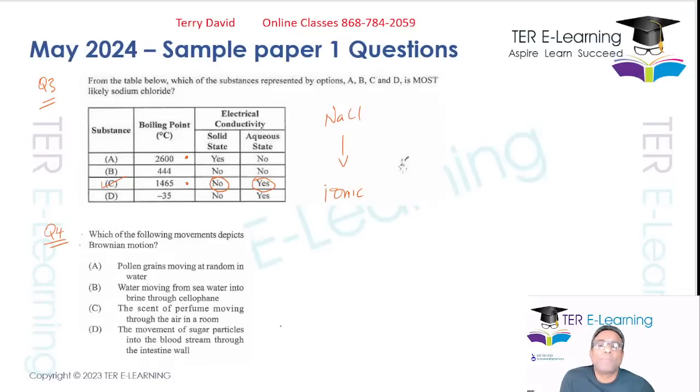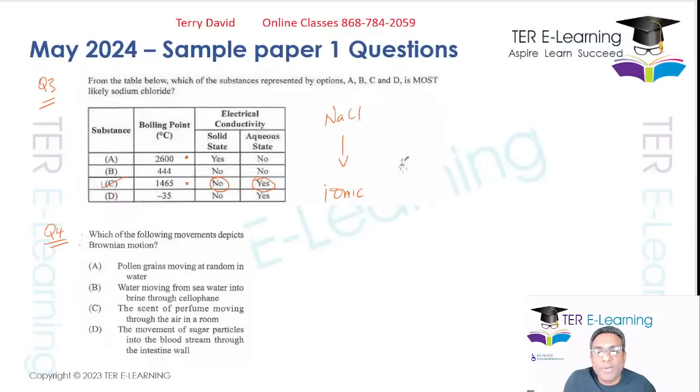What about question 4? Which of the following movements depicts Brownian motion? Question 4. What do you all think about this one? Right, the majority of you are saying the answer is A. Let's see what's happening here.